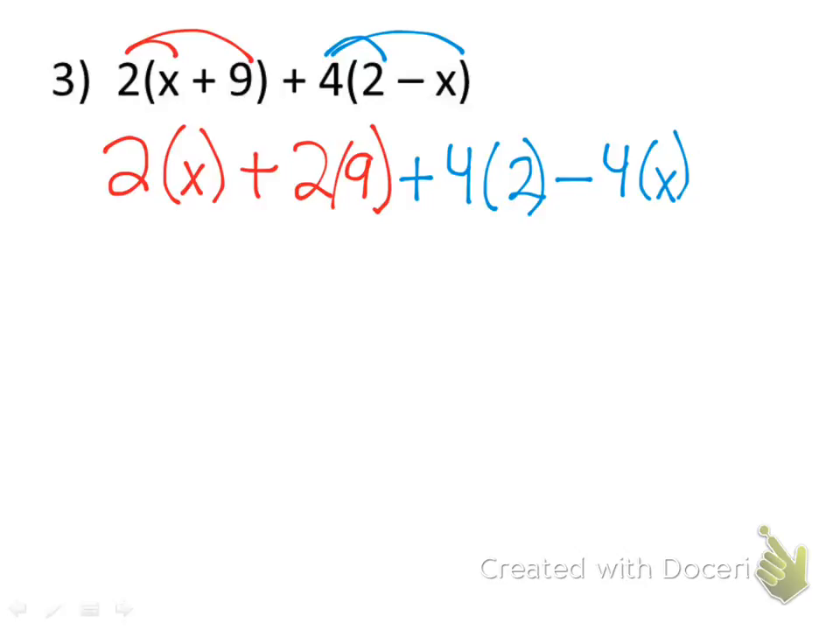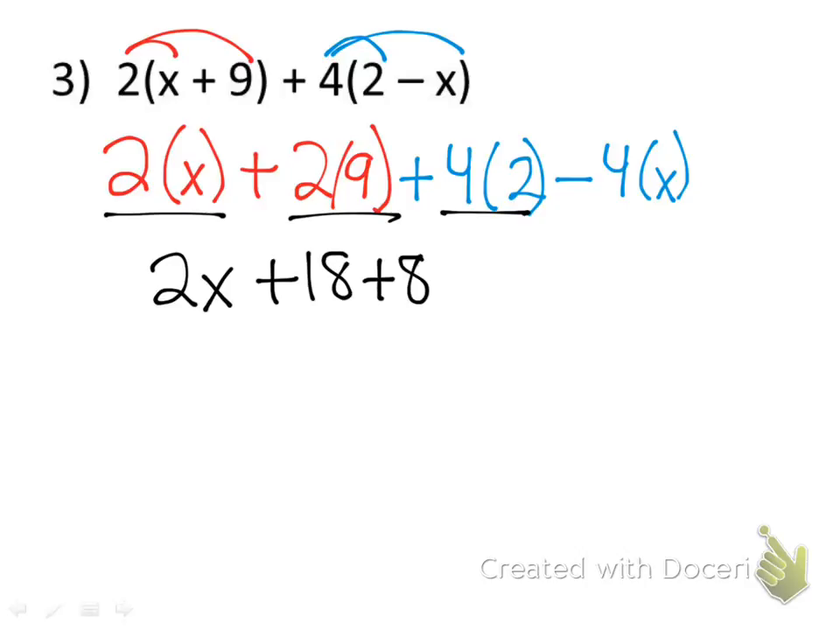Alright, go through and do the multiplication. Then we'll do the addition and subtraction. So 2 times x is 2x. 2 times 9 is 18. 4 times 2 is 8. Minus 4 times x is 4x. Alright, I'll pause there. Let you catch up.